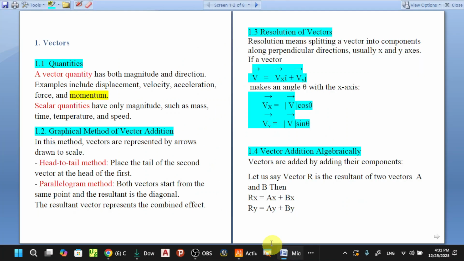Then the next point we are going to see is resolution. If you have any vector v, then v is decomposed as vx in the i direction plus vy in the j direction. Then vx is the magnitude of v times cosine of theta and vy is the magnitude of v times sine of theta, where theta is the angle the vector makes with the x-axis.